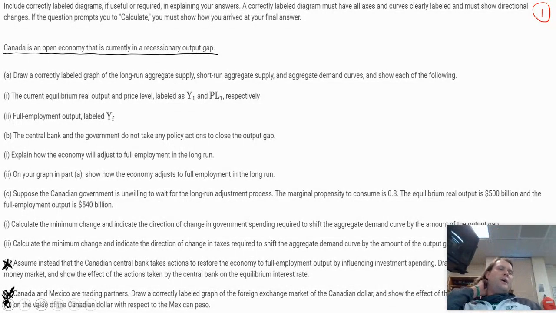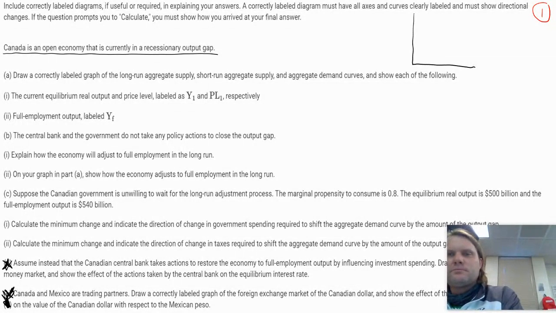Okay, so anyway, we've got a recessionary output gap. So let's draw this first, and then you can go through and finish out, and I'll show you the answers as you go. I'm going to draw it right here. I'm going to draw it up here. So we've got a recessionary gap. That means we are producing behind our long run aggregate supply.